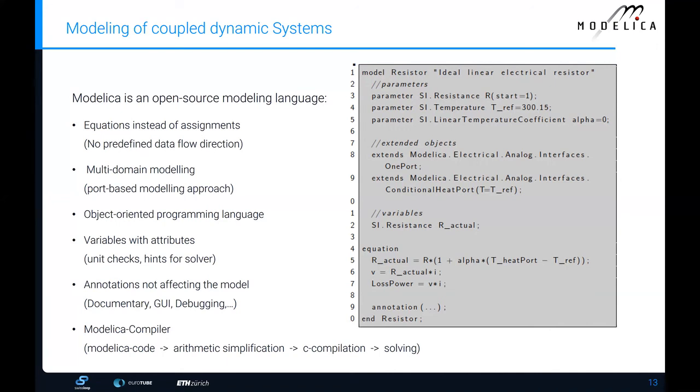Okay. The next question is, aren't causal models more performant because their solving is unidirectional?